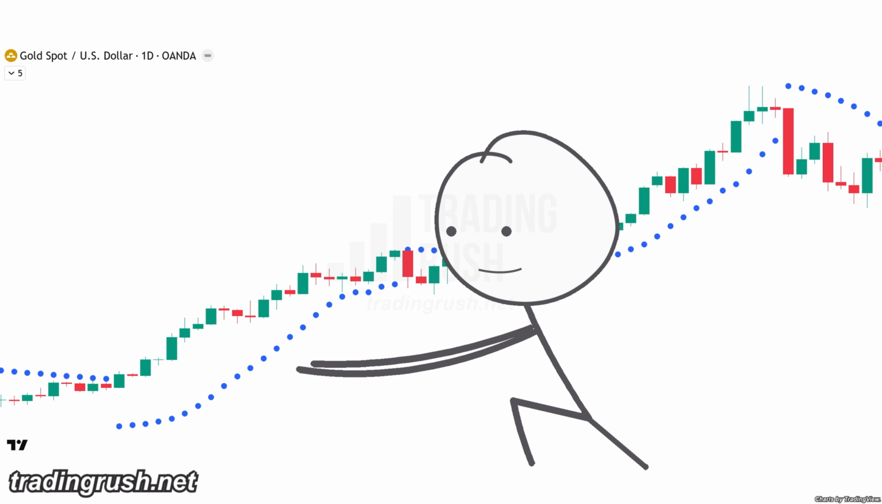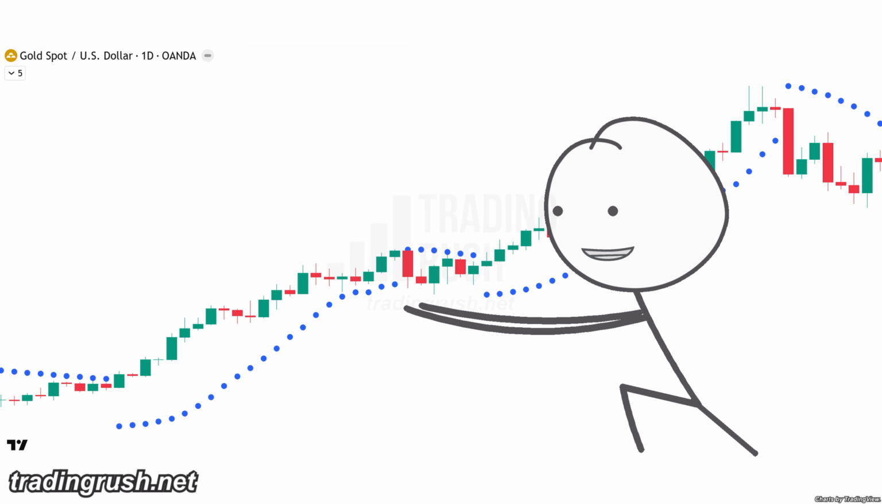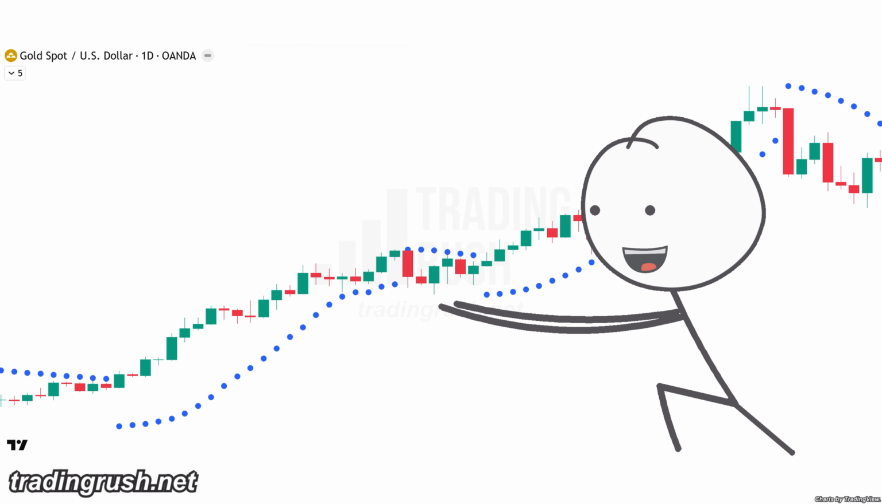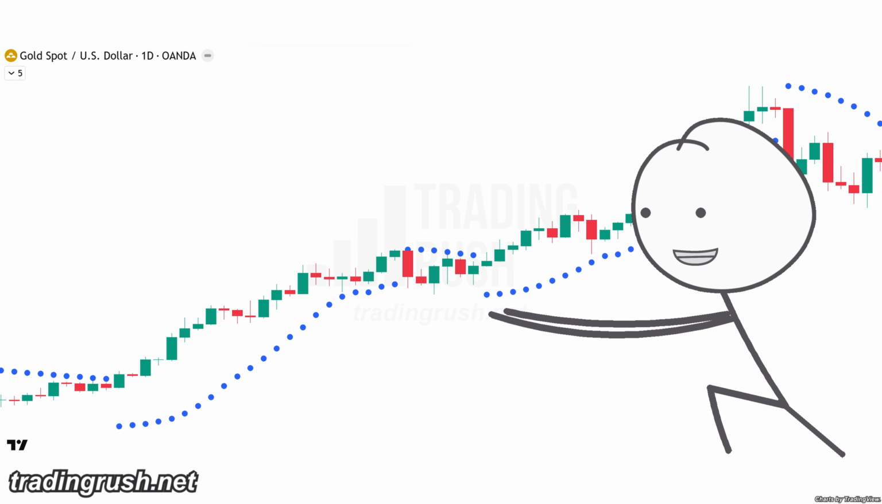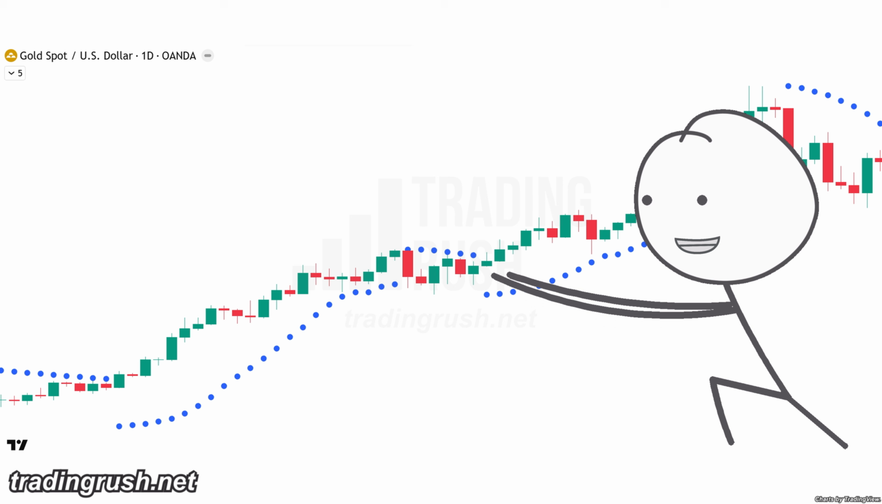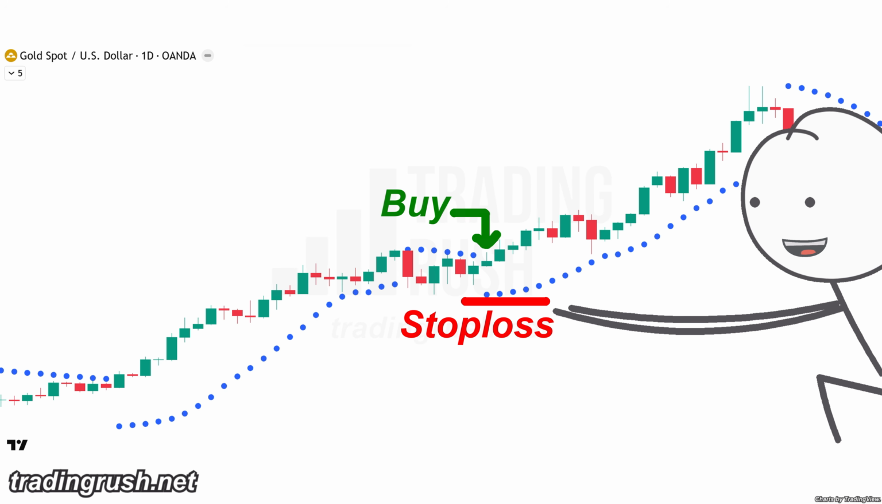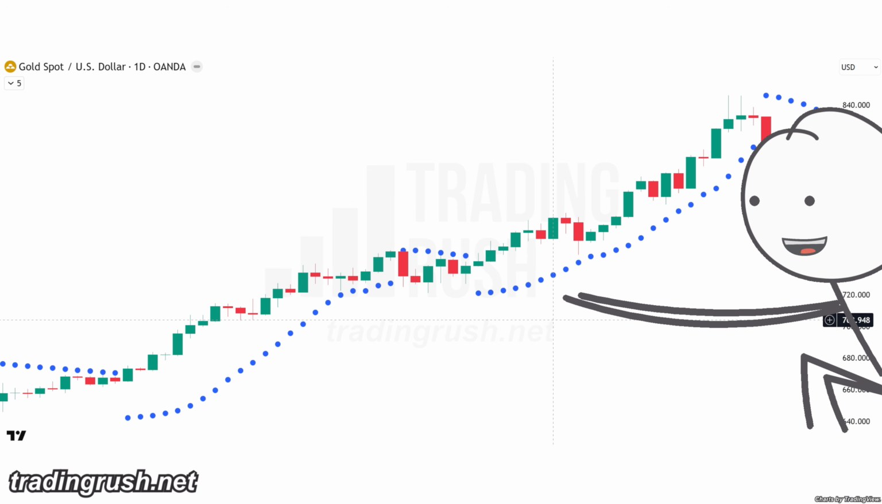For example, there was an upward move going on here. Then, the price slowed down, and the balls started appearing above the price. But then, when the upward momentum reappeared, the balls switched to below the price. Some traders like to take a long trade at the closing price of the candle that made the balls switch direction. Something like this, and they set the stop loss below the balls. If you plan to trade like this, there is just one problem.